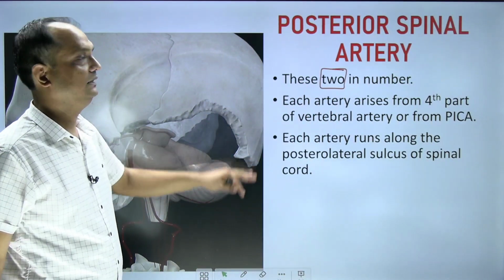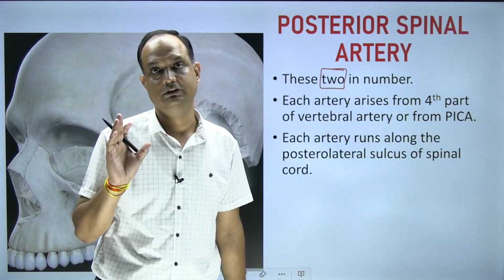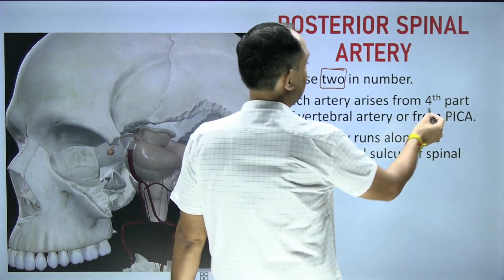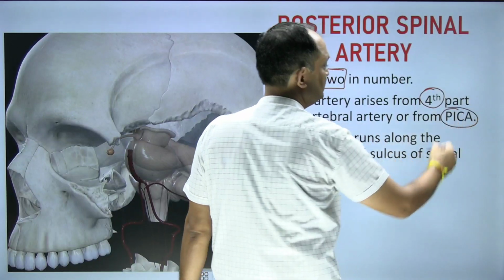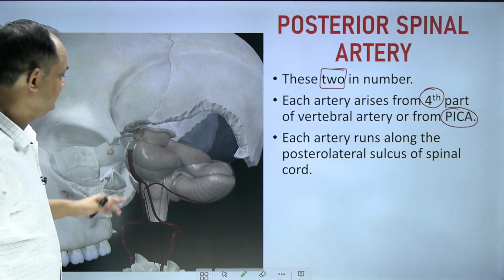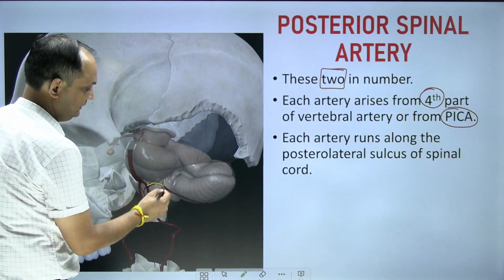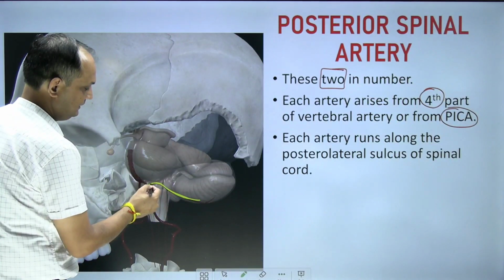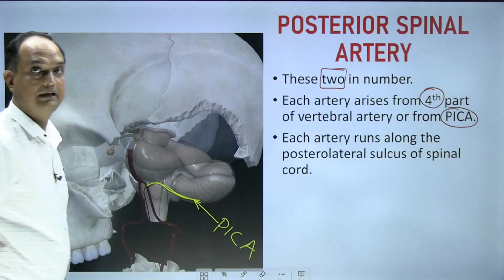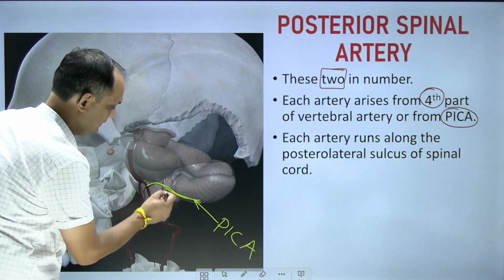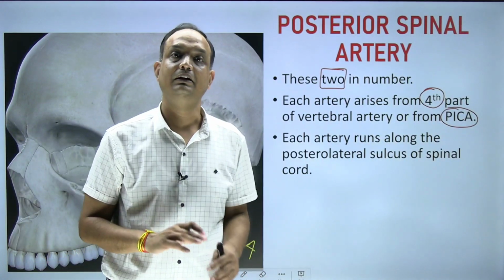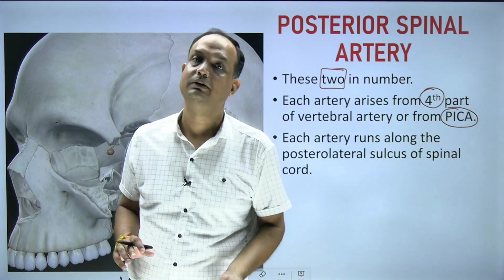Again, these posterior spinal arteries are also intracranial in origin. When you see the origin of the posterior spinal artery, they arise either from the fourth part of the vertebral artery or from the posterior inferior cerebellar artery. So in this image, you can appreciate that there is a posterior inferior cerebellar artery, which is a branch of your vertebral artery. This posterior inferior cerebellar artery gives the posterior spinal artery. So this is the posterior spinal artery, and sometimes it may be a direct branch of the fourth part of the vertebral artery.